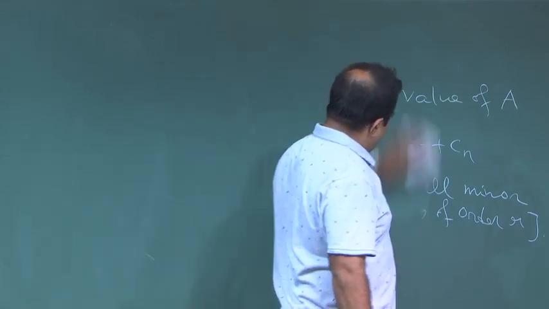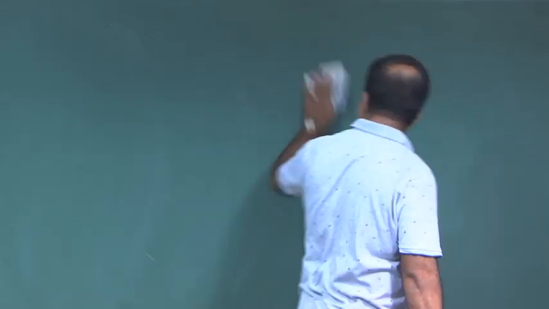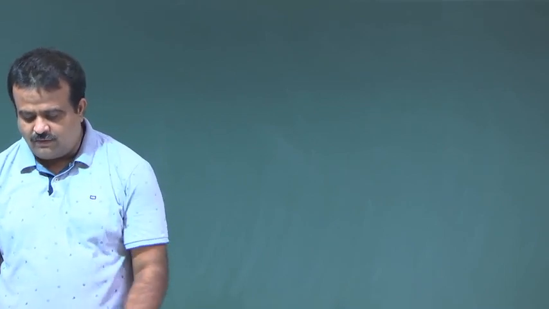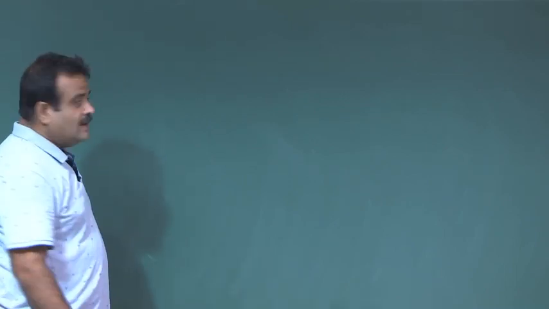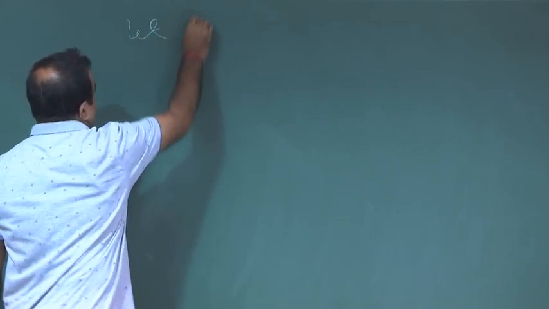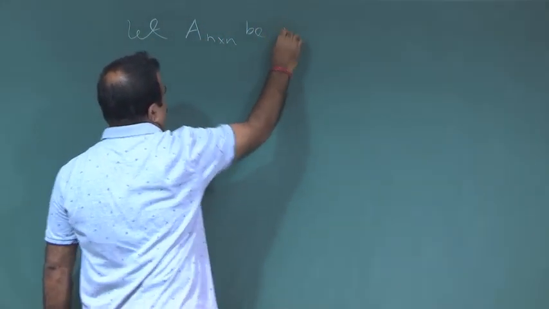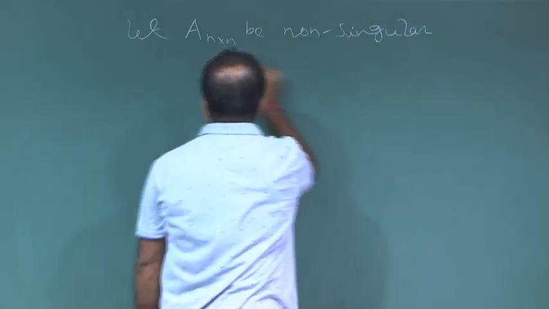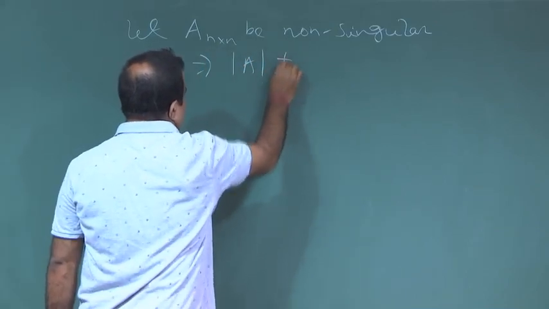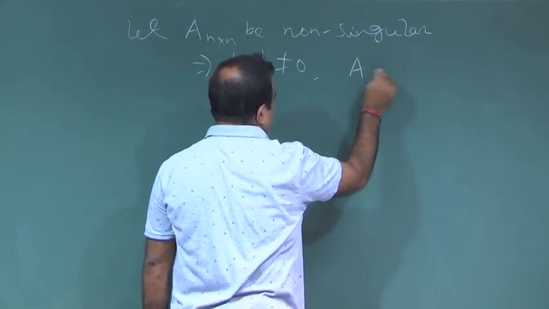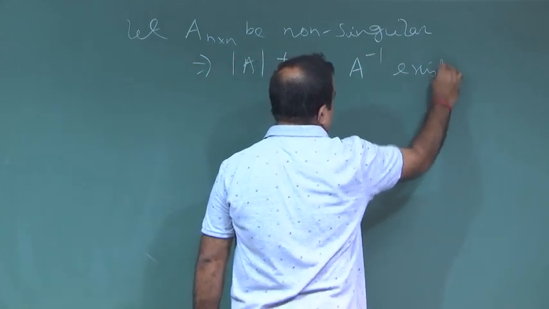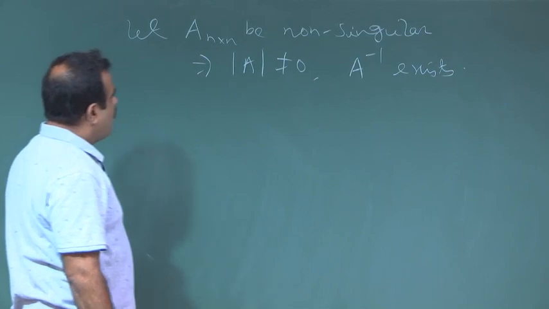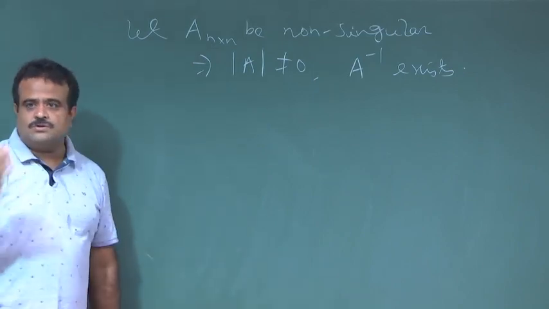Okay, now we will talk about something more on the eigenvalues. Suppose we have a non-singular matrix A, and if lambda is an eigenvalue, then 1 by lambda is an eigenvalue of A inverse. So let A be non-singular. So that means it has an inverse. This implies the determinant of A is not equal to 0. That means A inverse exists. Non-singular means there is no 0 eigenvalue.